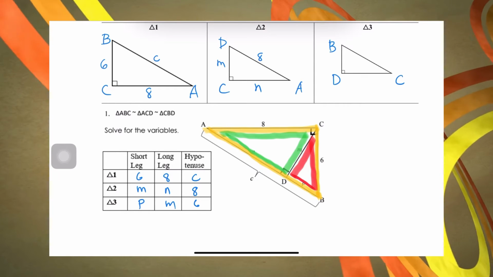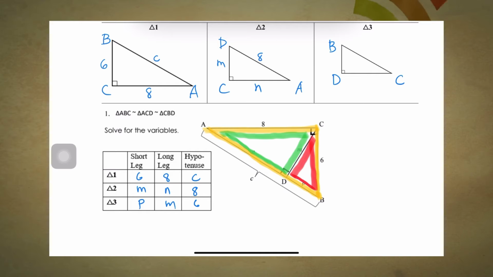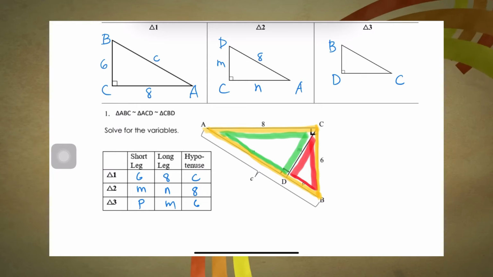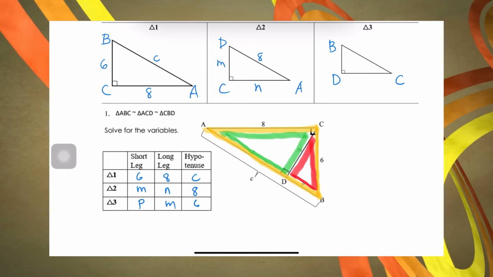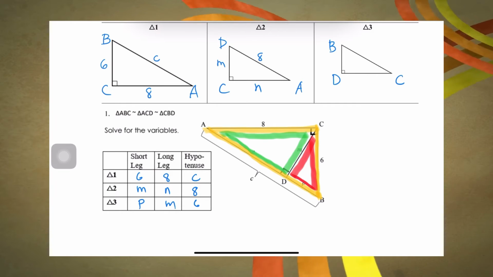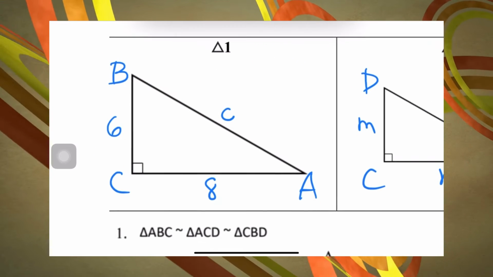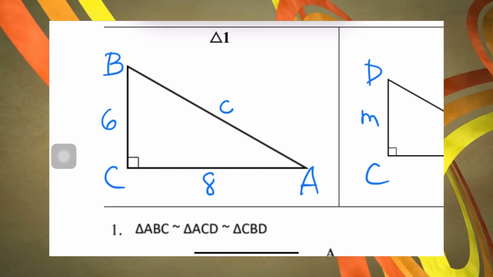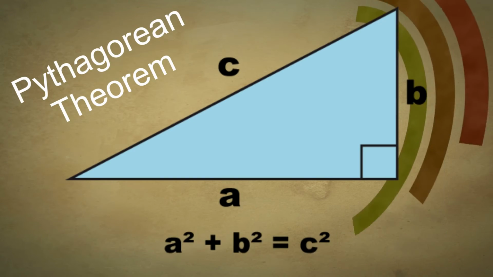So in order to solve for the variables M and P, we need to set up proportions, but before we do that, let's find first the value of C, which is the hypotenuse of the large triangle. So let me zoom this in and find the value of C. To do that, let's apply the Pythagorean theorem.